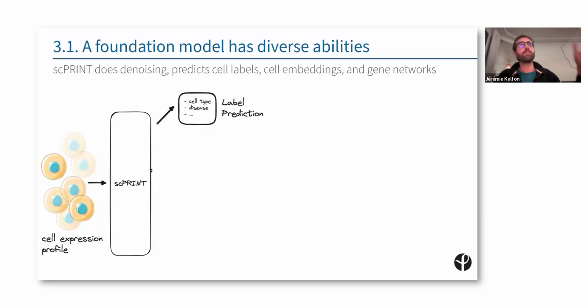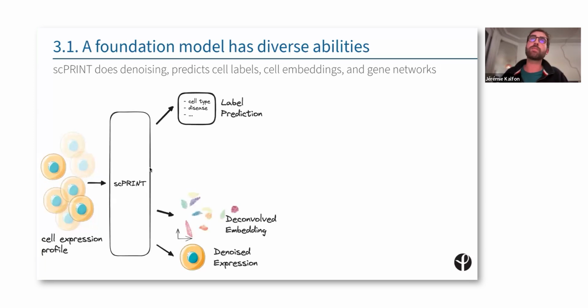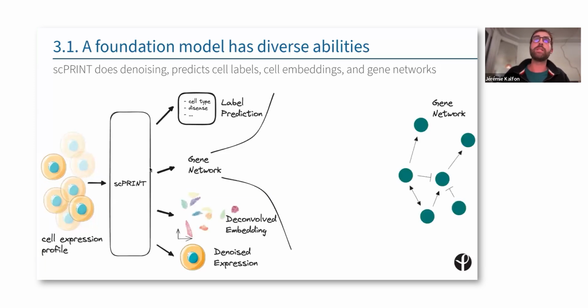So, okay, I talk about SPRINT. I say it takes a raw cell expression profile as input, and it can predict cell labels, denoise expression, and produce a deconvolved embedding from scratch, zero shot, without having to fine-tune the model. It can be fine-tuned, but those are zero shot. And it also does gene network inference.